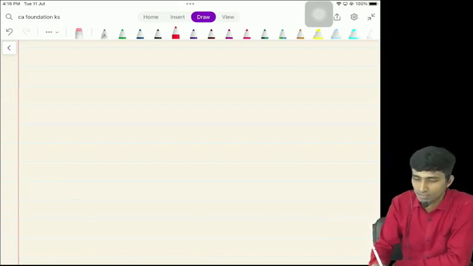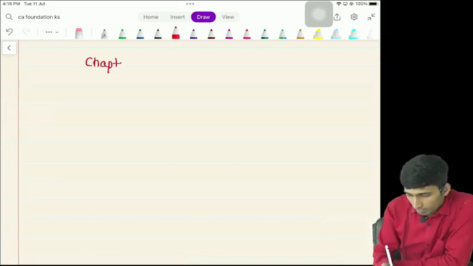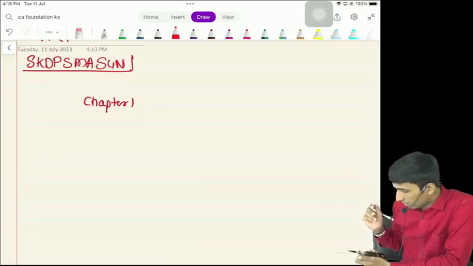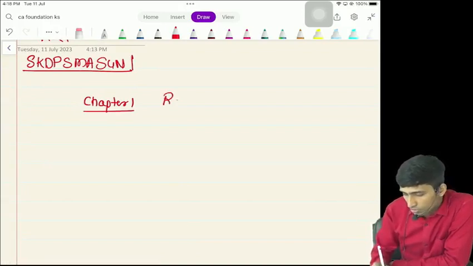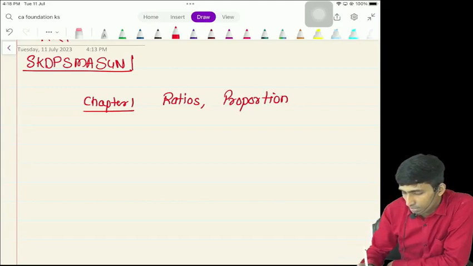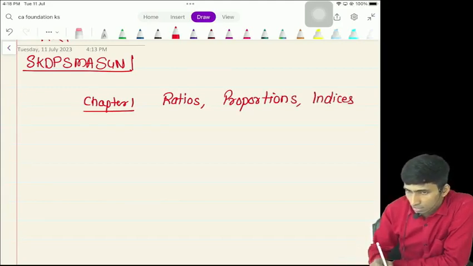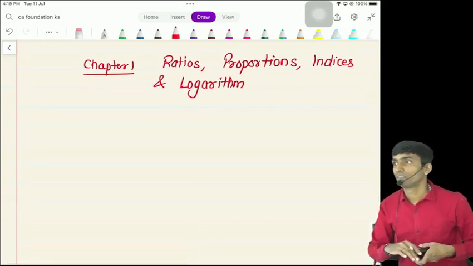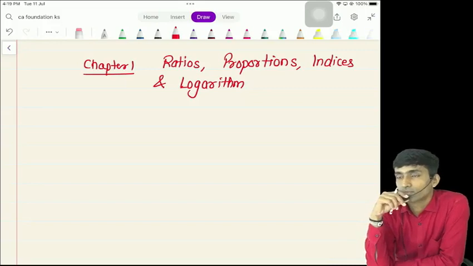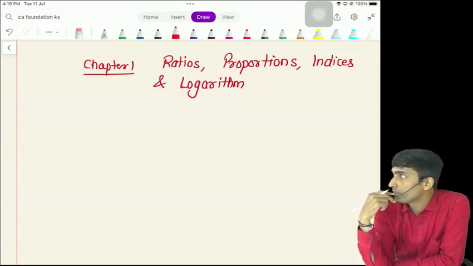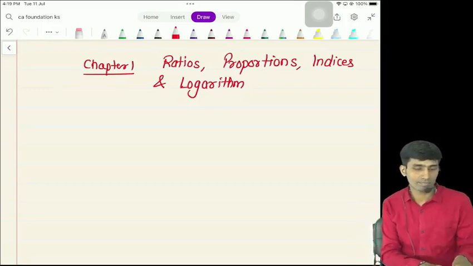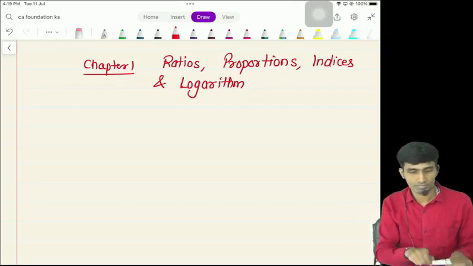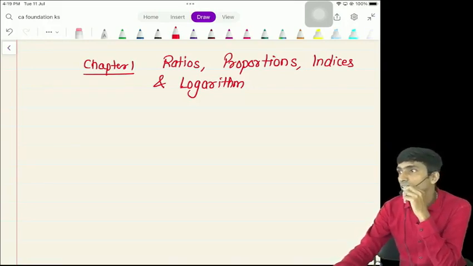So let's start. Chapter 1. Chapter 1. Ratios, proportion, indices, and logarithm. Write the chapter name. Please write the chapter name. Done. Completed.